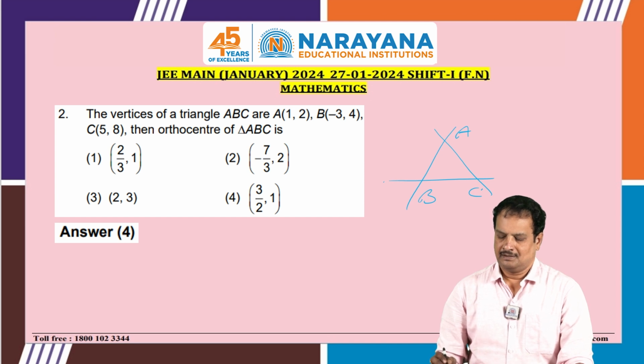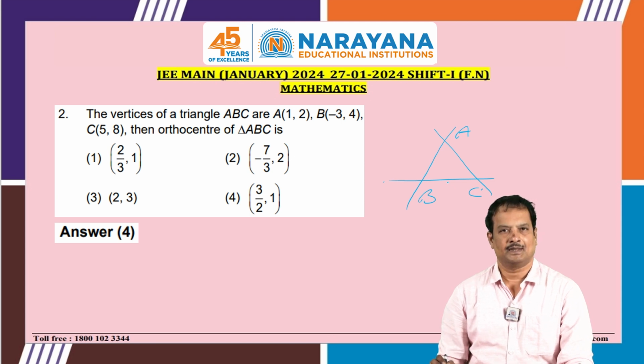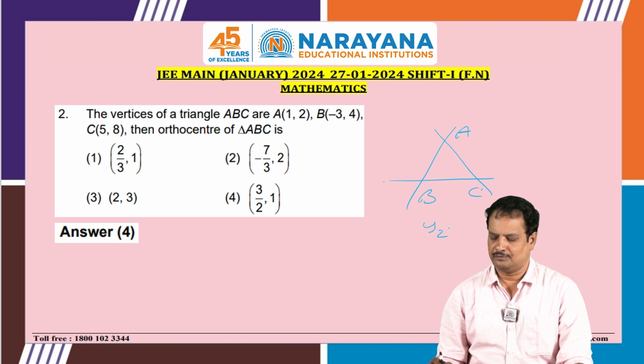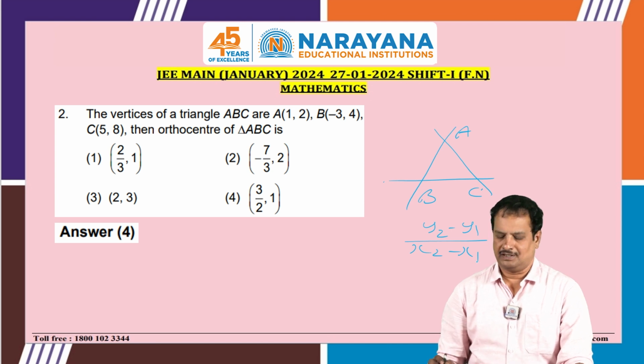If you know the slope of BC, you can find the slope of the altitude through the vertex A. So first we will find the slope of BC, using the formula y2 minus y1 by x2 minus x1. Once you know the slope of BC, we can find the altitude through the vertex A by using the point slope form. Similarly, in the same manner, we will get the altitude through the vertex B, following the same process.